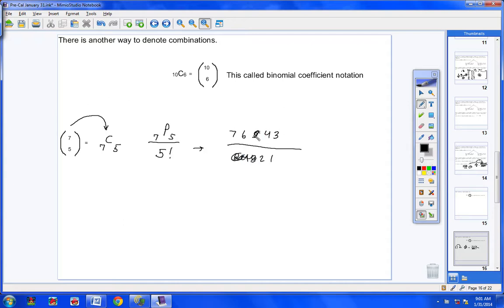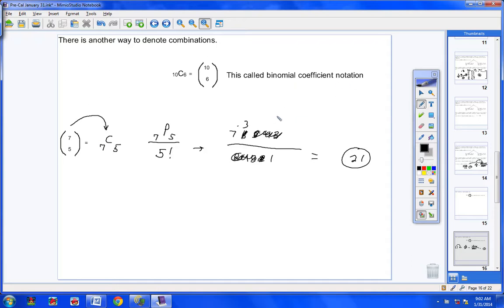Cross off your 5, 4, 3. Cross off your 2, 2 goes into 6 3 times, you get 21 over 1, 7 times 3, which is 21. So there you go. You just solved a combination problem when it was written in binomial coefficient notation.